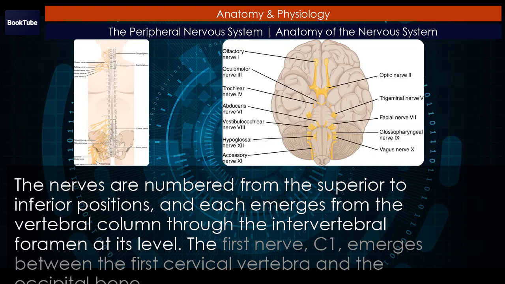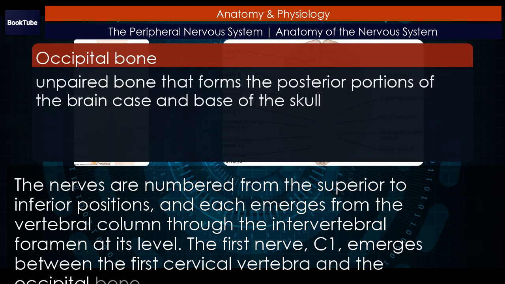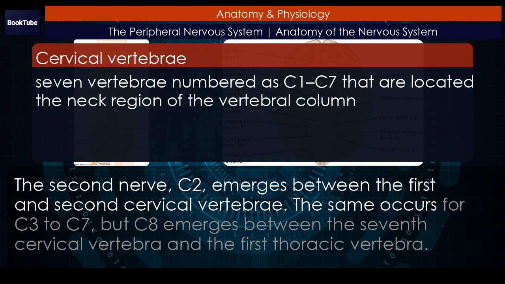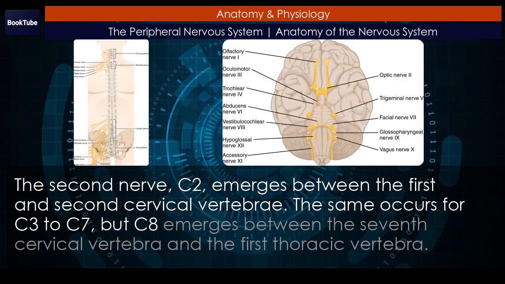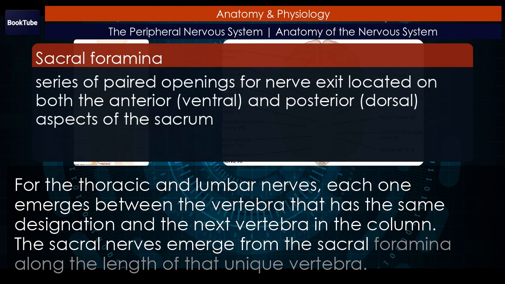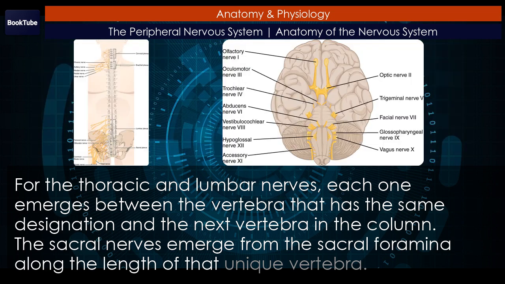The first nerve, C1, emerges between the first cervical vertebra and the occipital bone. The second nerve, C2, emerges between the first and second cervical vertebrae. The same occurs for C3 to C7, but C8 emerges between the seventh cervical vertebra and the first thoracic vertebra. For the thoracic and lumbar nerves, each one emerges between the vertebra that has the same designation and the next vertebra in the column. The sacral nerves emerge from the sacral foramina along the length of that unique vertebra.